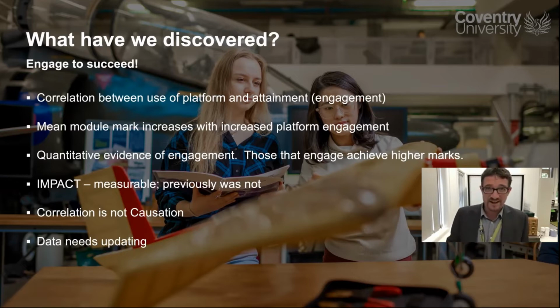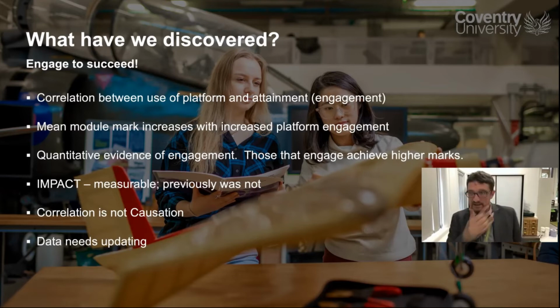Where we have that good success is where, shock horror, lecturers use the core reading within their teaching. So within their pedagogy, if they're referring to it regularly and using their reading, then we find there's more engagement with the platform. So the impact of that has been measurable, where we've not had that before.